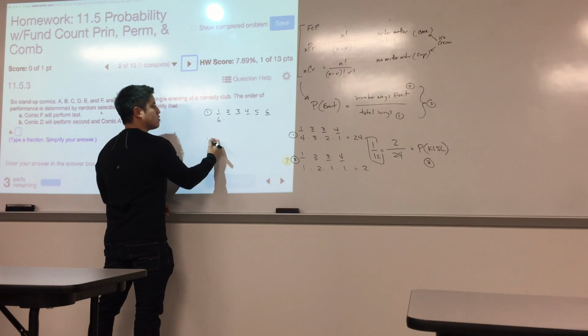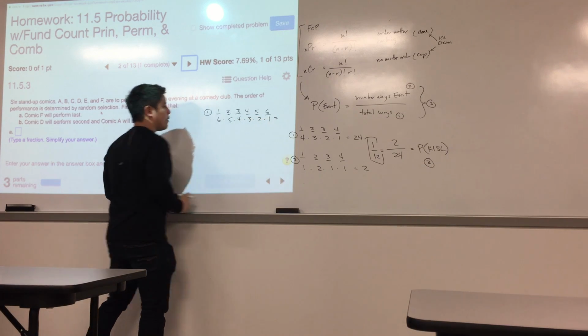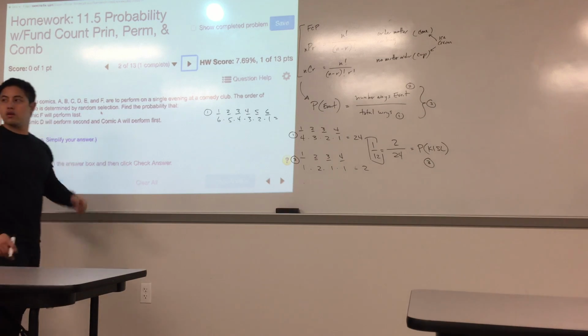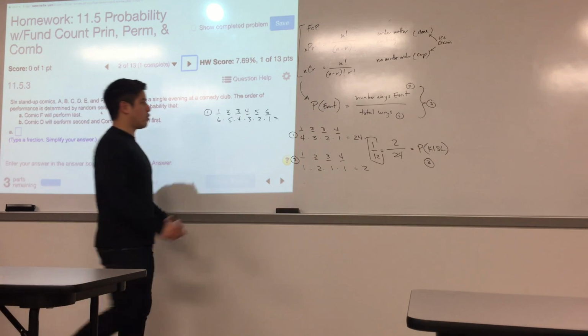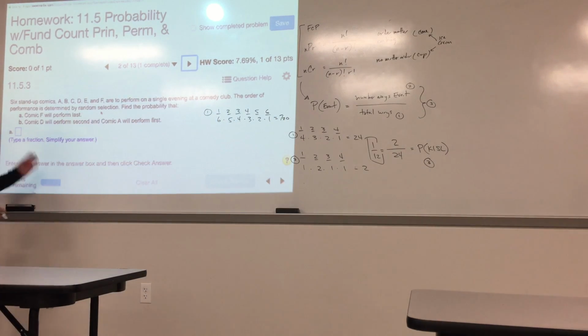6, then 5, then 4, then 3, then 2, then 1. How many possible ways are there? 6 factorial, which is what? 720. Good job. All right, so we have the denominator for all of our answers here. All of these questions will already have the denominator. So now let's go look at part A.